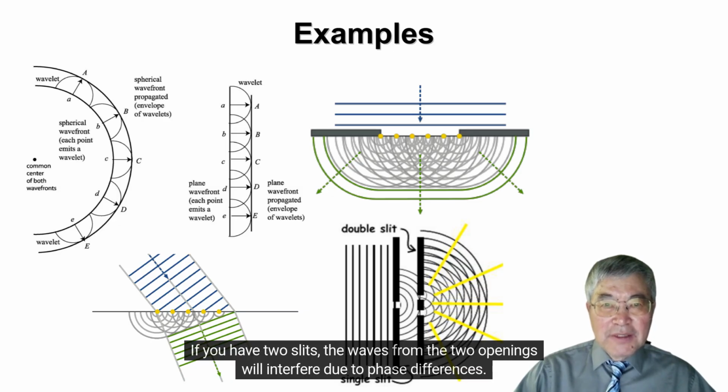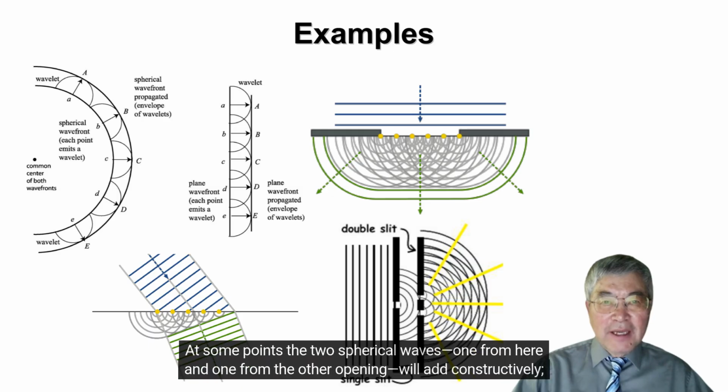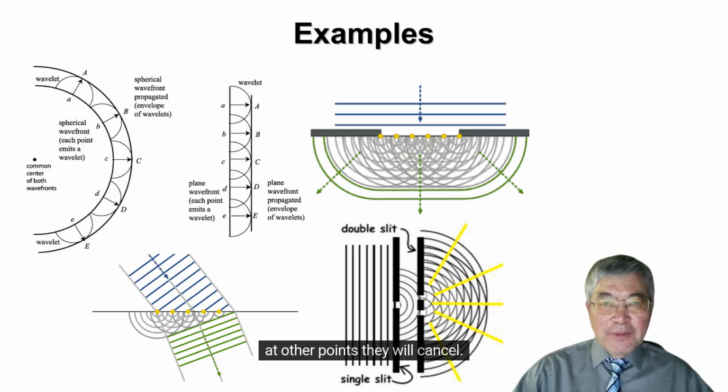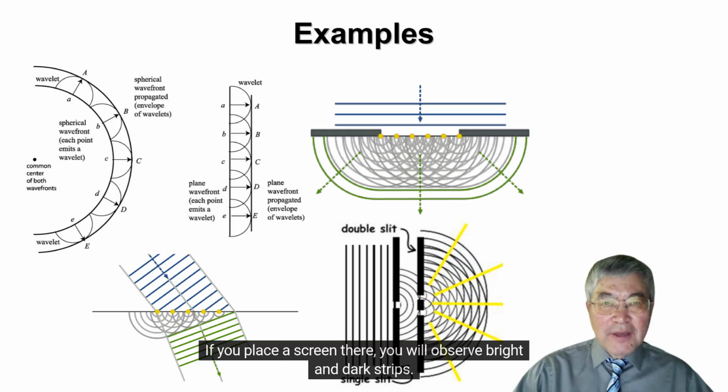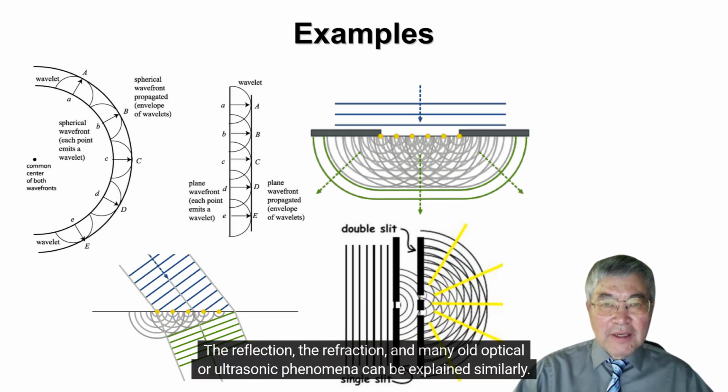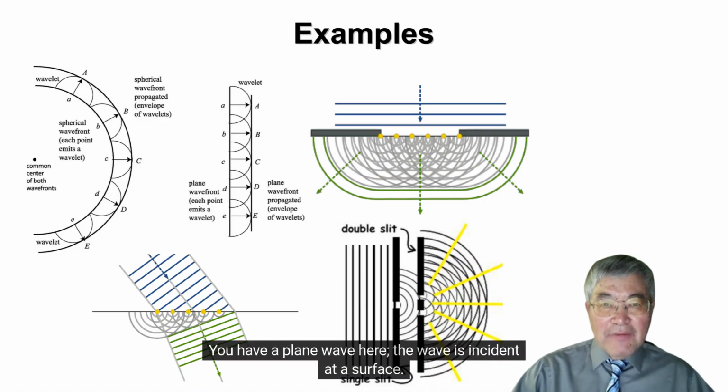If you have two slits, the waves from the two openings will interfere due to phase differences. At some points, the two spherical waves, one from here and one from the other opening, will add constructively. At other points, they will cancel. If you place a screen there, you will observe bright and dark strips. This is interference. The reflection, the refraction, and many old optical or ultrasonic phenomena can be explained similarly. You have a plane wave here.